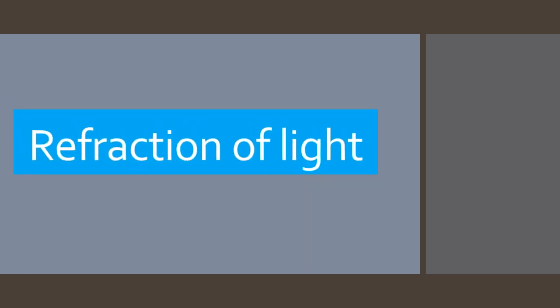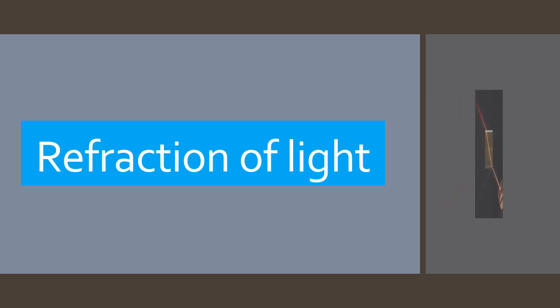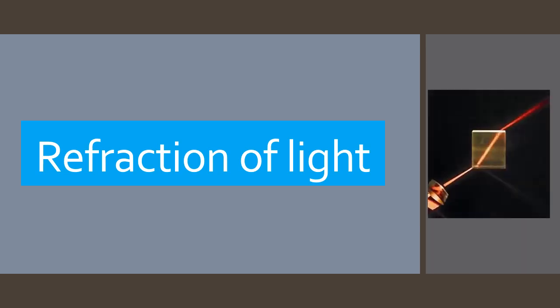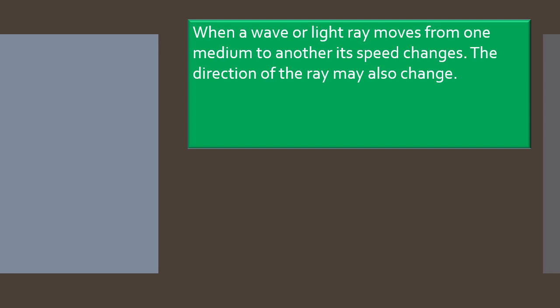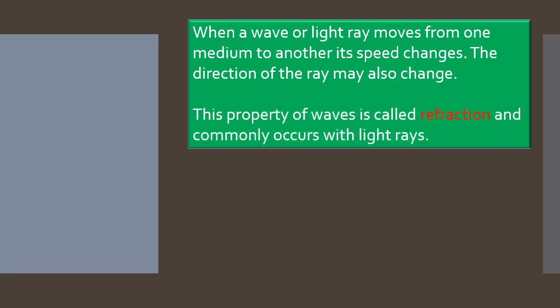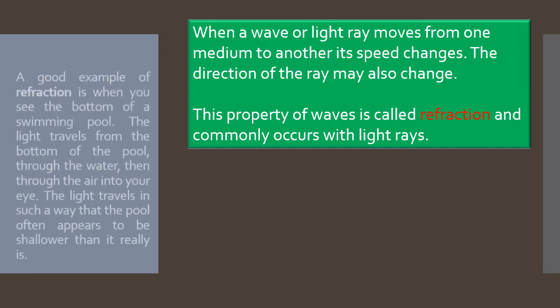Our topic is about refraction of light. When a wave or light ray moves from one medium to another, its speed changes. The direction of the ray may also change. This property of waves is called refraction and commonly occurs with light rays.